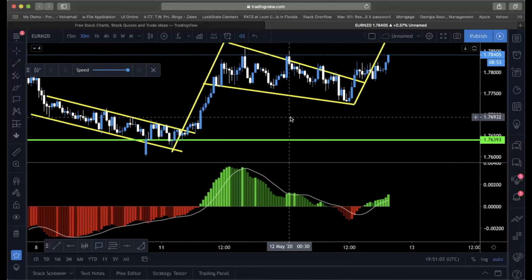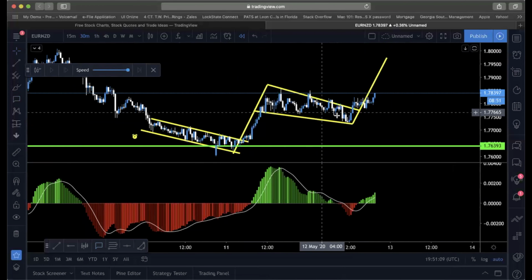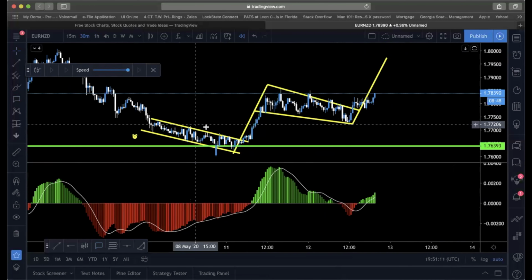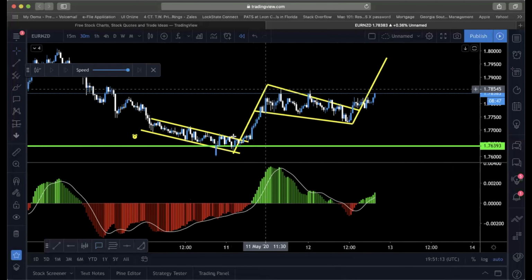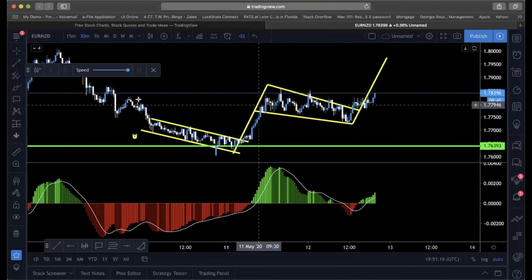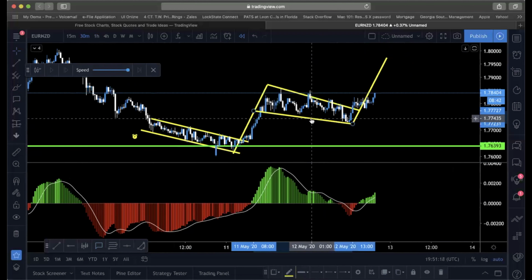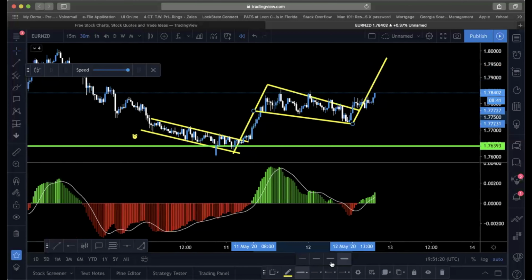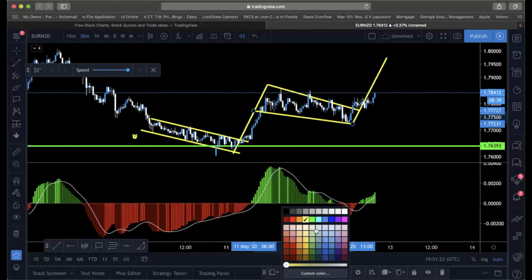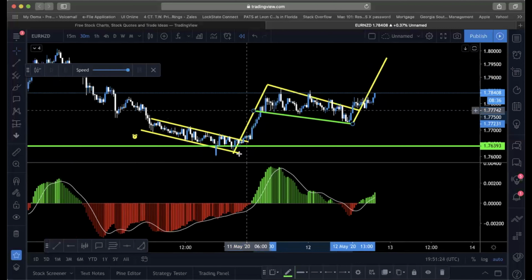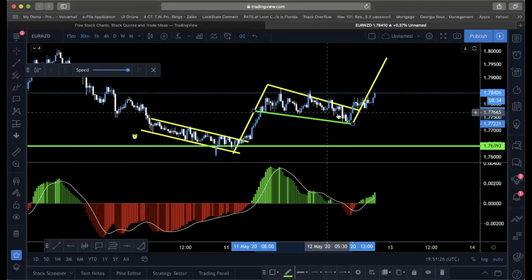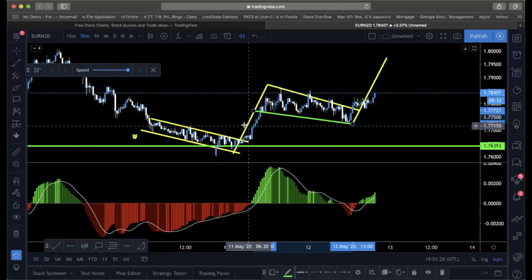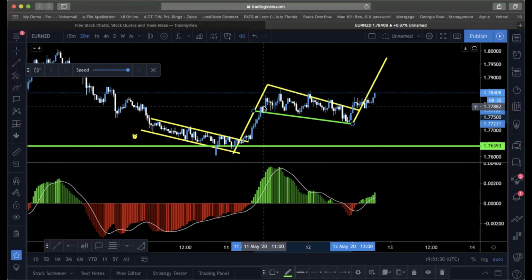Notice how the flag, this part is the flag. Notice how price never broke this pole. That is very, very, very important. And in the lender broker breaker system, price should never break this pole during the bullish flag. If it does, this flag is now invalid.